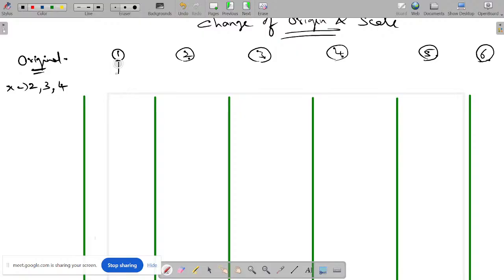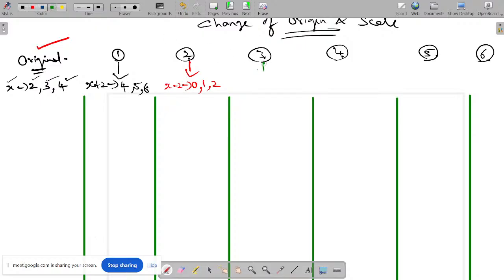First case, for each and every x value, if you add a number, for example 2, which means instead of x, if you take x plus 2, what will happen? This 2 will become 4, this 3 will become 5, this 4 will become 6. Case 2, instead of adding, if I subtract, what will happen? From the original value only I am taking. So 2 minus 2, 0, 3 minus 2, 1, and 2.